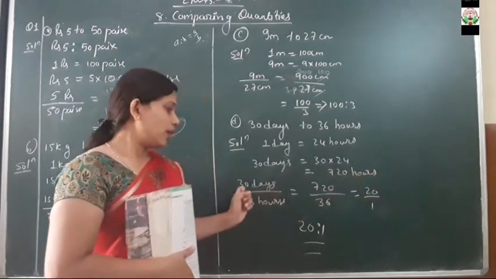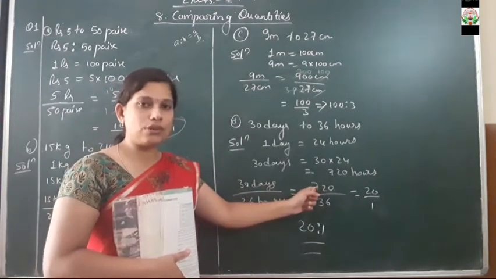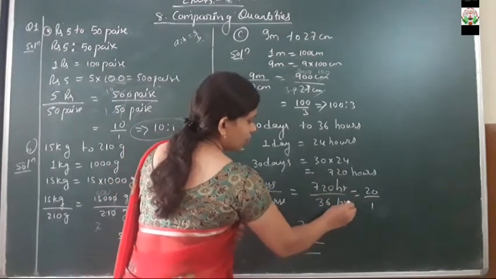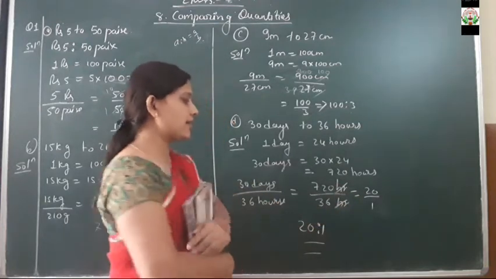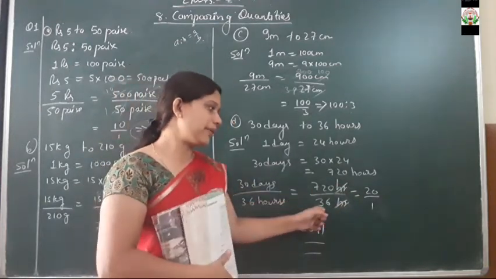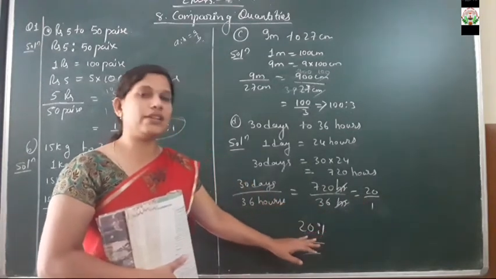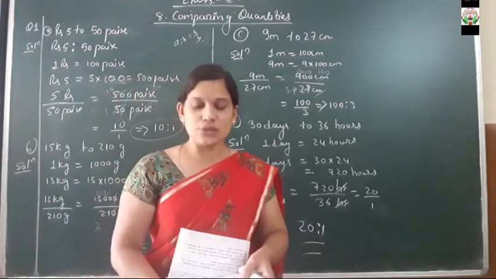Now 30 days upon 36 hours. So 30 days we had converted to the form of hours. So here, 720 hours upon 36 hours, the hours will get cancelled. 720 divided by 36, the answer will be 20 upon 1. So that answer in the ratio form is 20:1. So here we have completed question number 1.